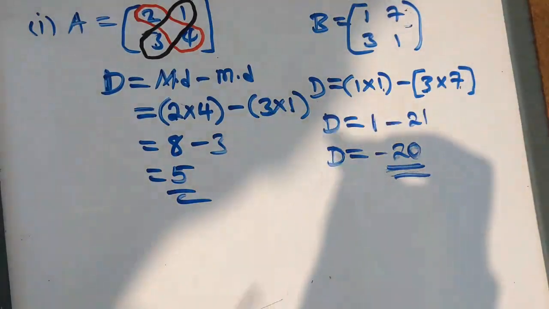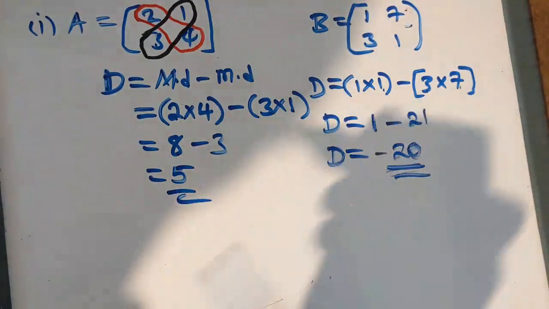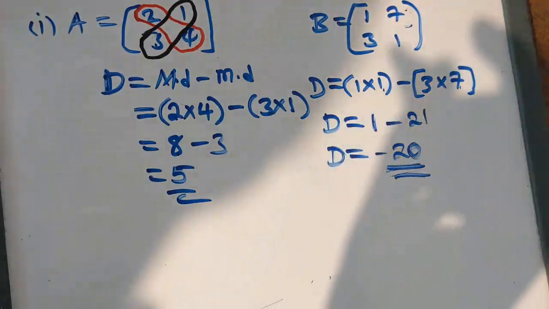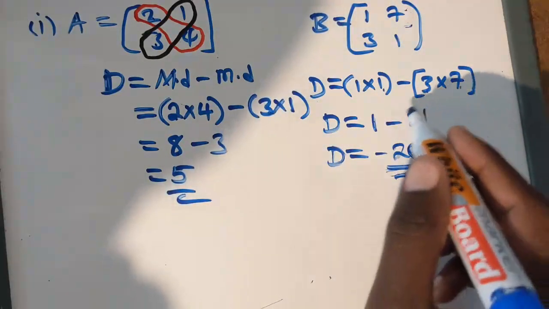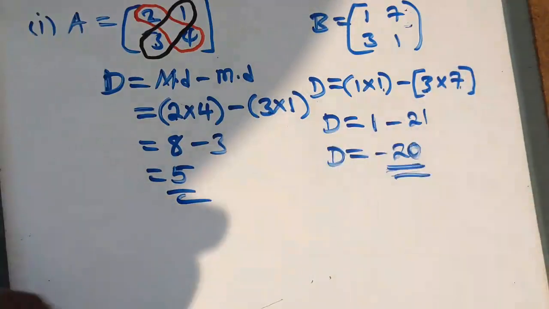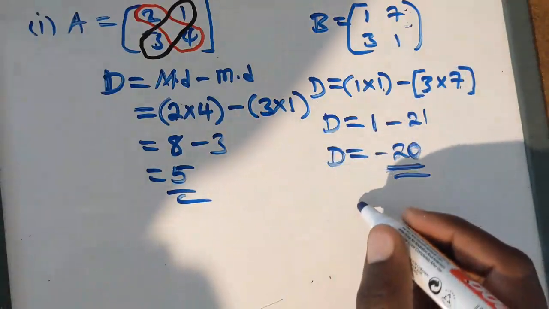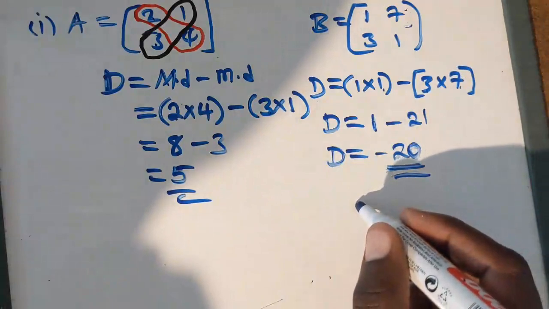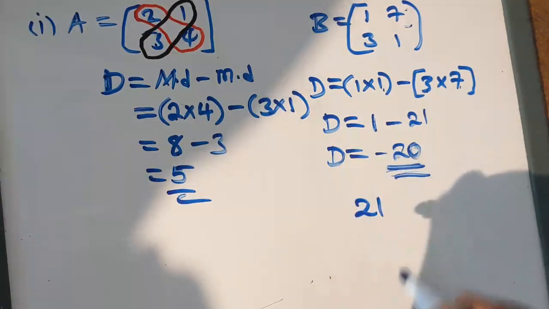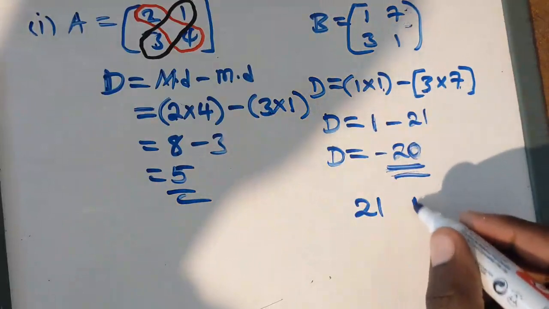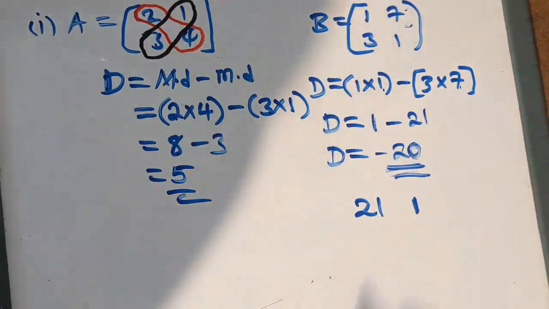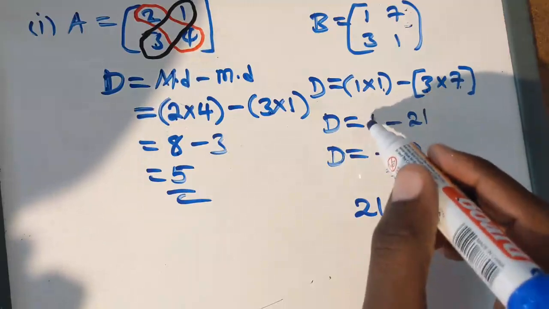Which one is the bigger number between 21 and 1? The bigger number is 21. So you get 21 as the bigger number and put it on the left side. Then the smaller number, you put it on your right hand side, like that. Then here there is a positive and a negative.